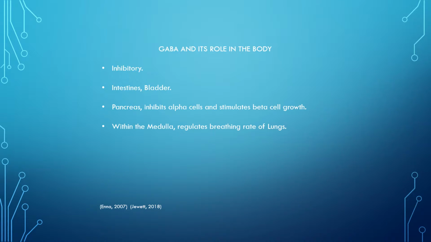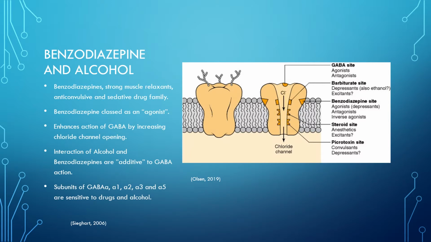GABA is found throughout the body and is involved in different functions, though its role has not yet been fully understood. It is involved in the function of lungs, intestine, and bladder as some examples. In the lungs, it is part of regulating respiration. There are many medications that act on the GABA A receptor and they seem to enhance the effects of it.